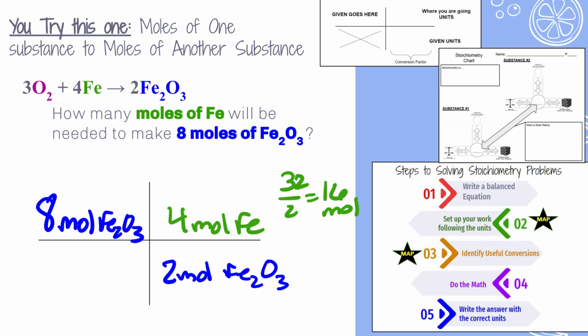So to solve this, I set up my problem. I have my 8 moles, because that's what's given, of iron 3 oxide. And then my conversion factor, since iron 3 oxide is what I'm given, iron 3 oxide needs to be on the bottom. And so my 2, because that's the coefficient of iron 3 oxide in this equation. And then I want iron, so 4 moles of iron goes on top. Then I do 8 times 4, 32, divided by 2 is equal to 16 moles of Fe. Okay.